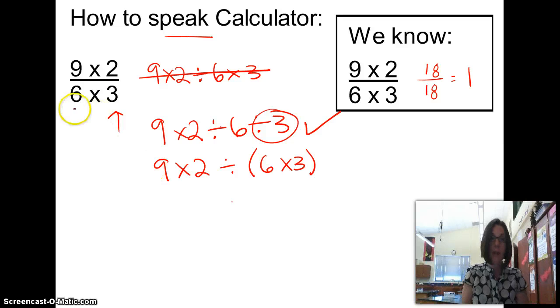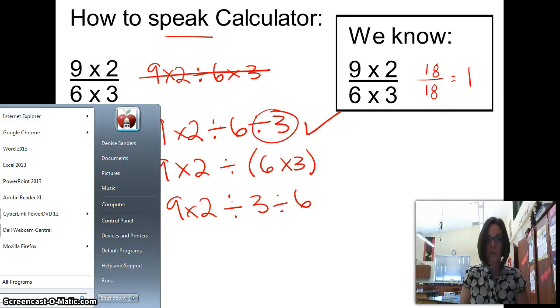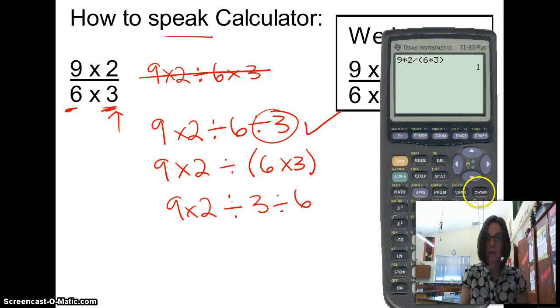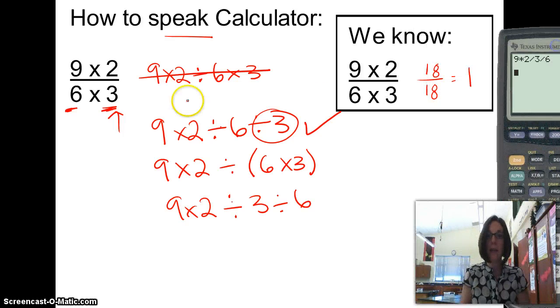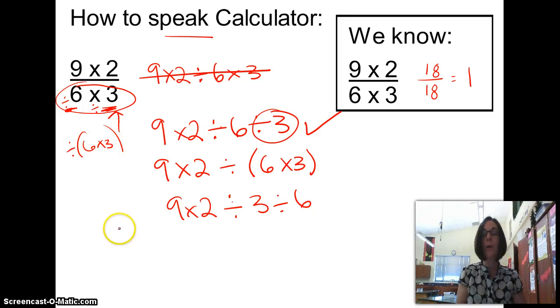Another way we could do this is, remember the previous step said that this was commutative, so we could do 9 times 2. Maybe we want to divide that by 3 first, and then divide it by 6. It doesn't matter as long as we say both of these numbers are in the denominator, that's going to work. So let's pull up our calculator, give that one a try. 9 times 2 divided by 3 divided by 6. We still get 1. So as long as we tell the calculator these numbers are in the denominator by either saying divided by and saying divided by, or by putting the whole thing in parentheses and saying we're going to divide by this whole thing, we are telling the calculator how to perform these operations correctly.